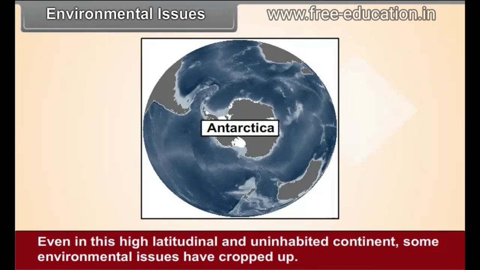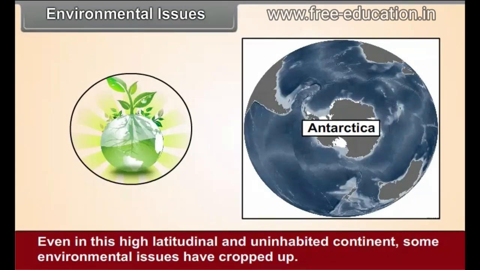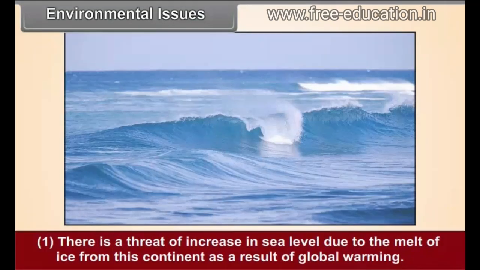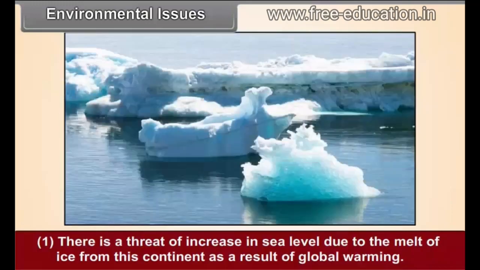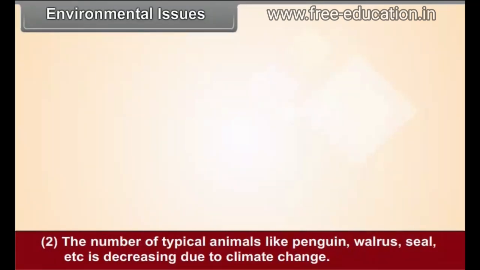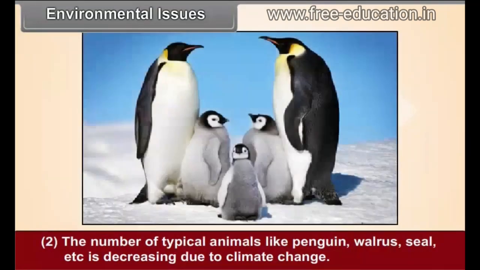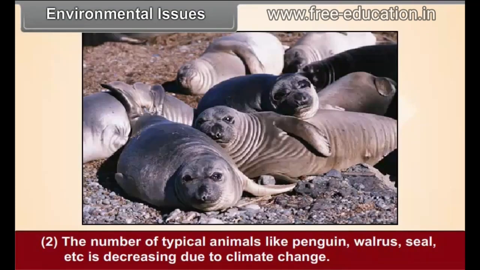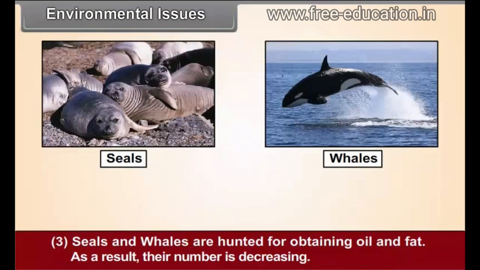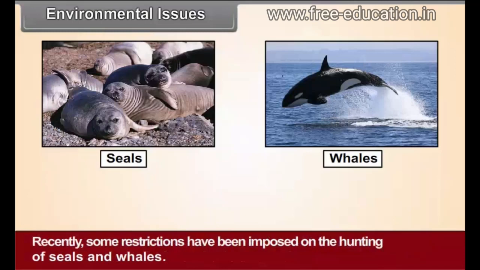Environmental issues. Even in this high latitudinal and uninhabited continent, some environmental issues have cropped up. Number 1. There is a threat of increase in sea level due to the melt of ice from the continent as a result of global warming. Number 2. The number of typical animals like penguin, walrus, seal, etc. is decreasing due to climatic change. Number 3. Seals and whales are hunted for obtaining oil and fat. As a result, their number is decreasing. Recently, some restrictions have been imposed on the hunting of seals and whales.